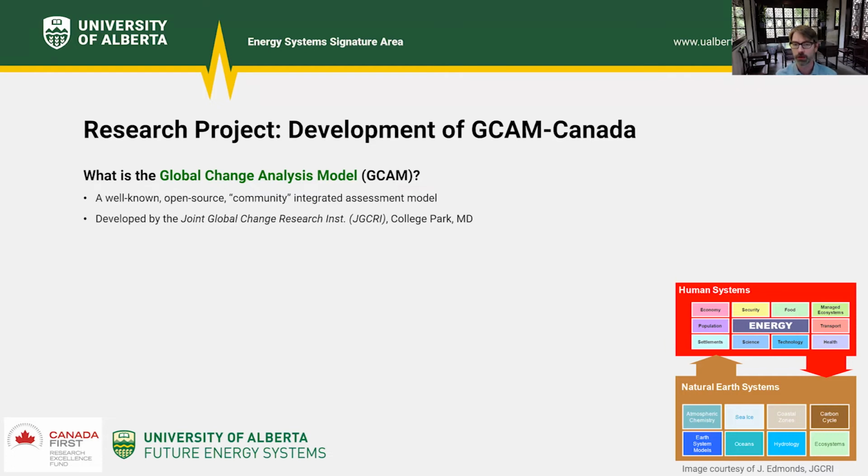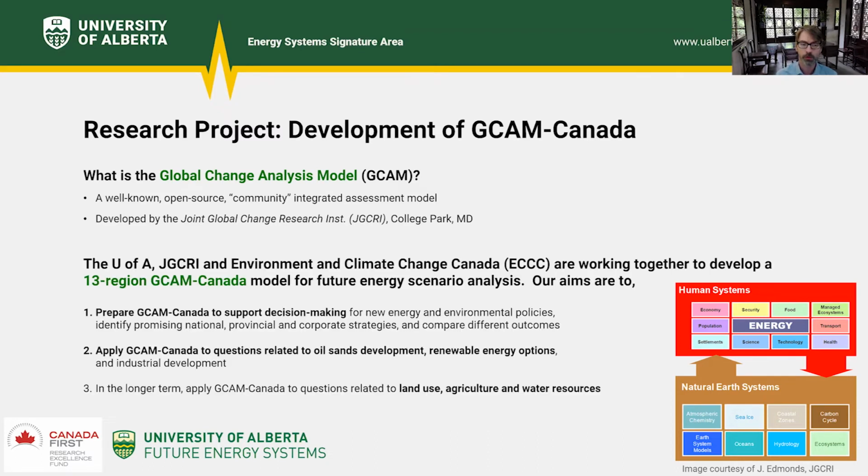I'll give you an example so that you can get a little bit of a grip on some of these ideas. So I'll talk about a research project that my group at the U of A is involved in. And we'll talk about here the Global Change Analysis Model. So GCAM is a well-known open source community integrated assessment model that's developed by the Joint Global Change Research Institute, or JGCRI, in College Park, Maryland. The U of A, JGCRI, and Environment and Climate Change Canada are working together to develop a 13-region, 10-province, 3-territory version of GCAM Canada for future energy scenario analysis.